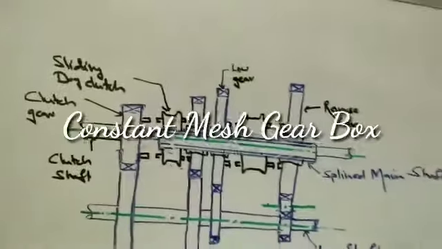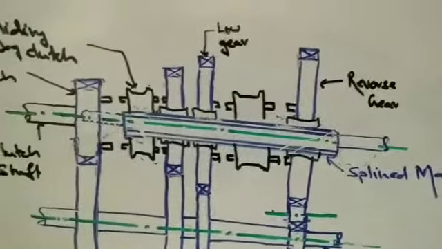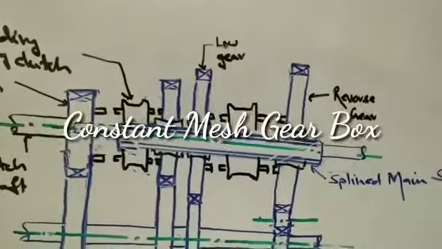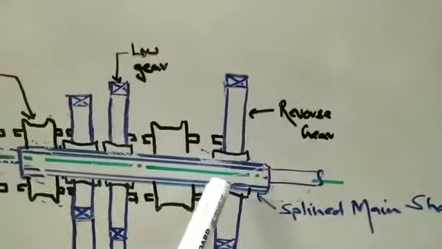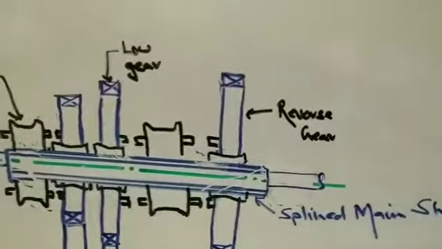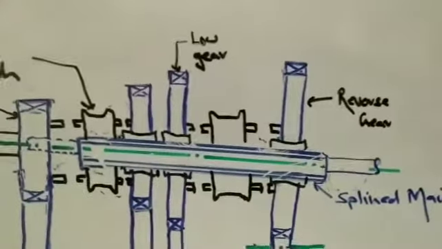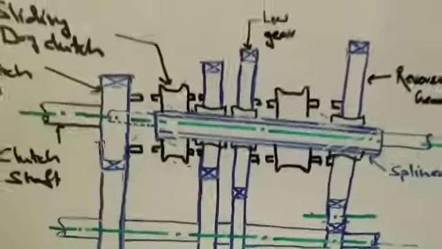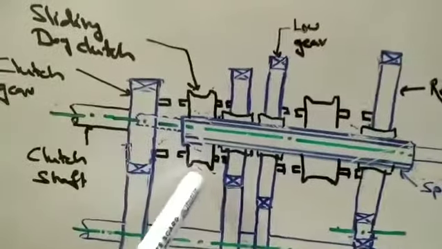Now here an interesting phenomenon you could observe is that, the difference from the sliding mesh gearbox, here all the gears are in the mesh condition. All the gears of the main shaft, as they are splined, are free to slide, and they are in constant mesh with the corresponding gears of the lay shaft. So therefore all the gears are moving. Now here an additional dog clutch is provided.